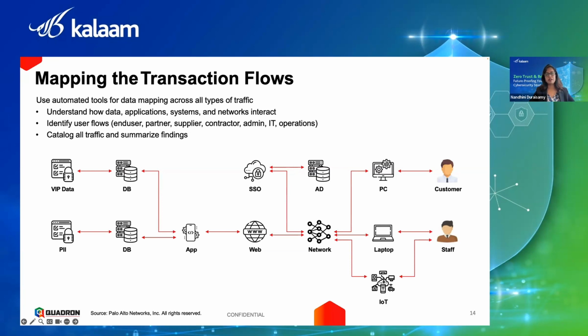Why is mapping the transaction flow in a zero trust model a critical step? Because you need to understand and secure the data and the resource interactions within the organization. So what does it involve? It involves identifying the various paths and the dependencies that the data, applications, and the users follow as they move through the network. Now, how do you map here?